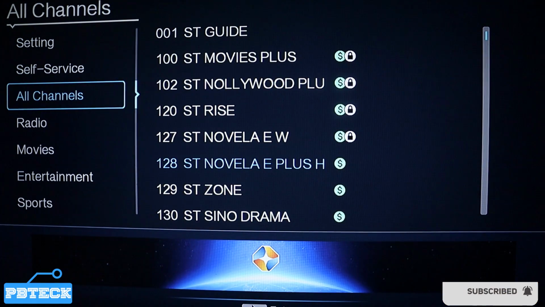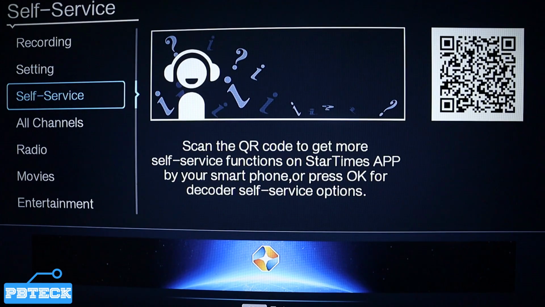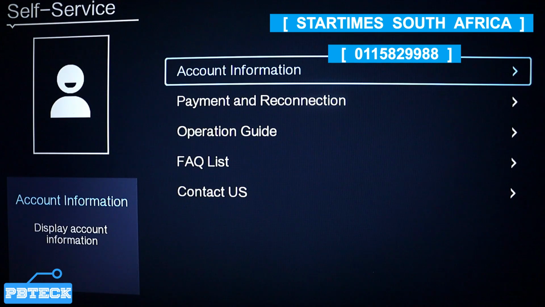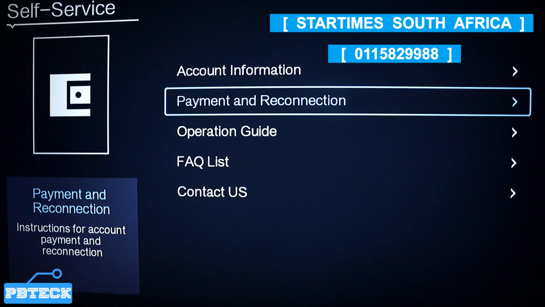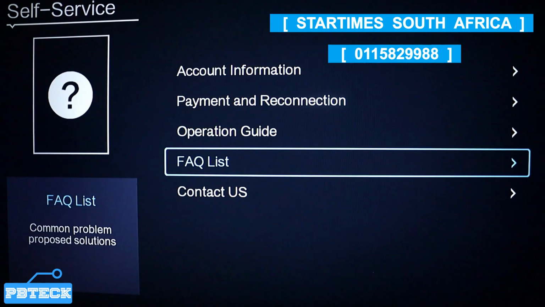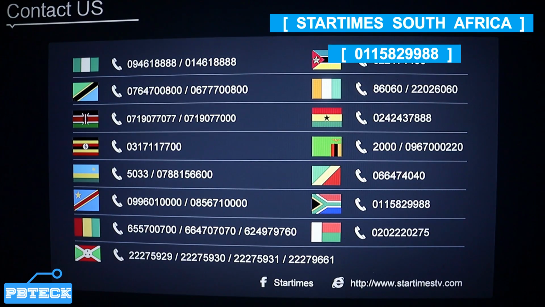And from the menu, search from the list and then put it on self-service. Press OK on it, and from the self-service page, you come down to the last option, which is the contact us. And we have some numbers listed over here with a flag attached to each. So you search from the list for the South African flag with a number attached to it.